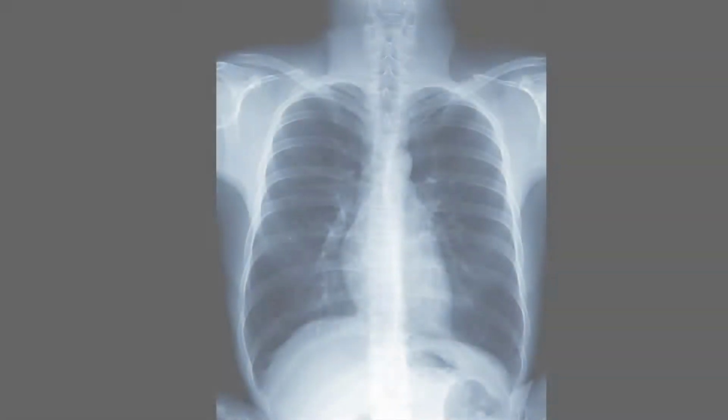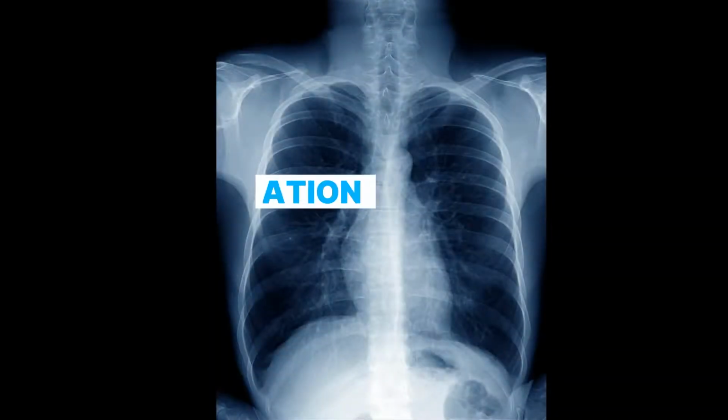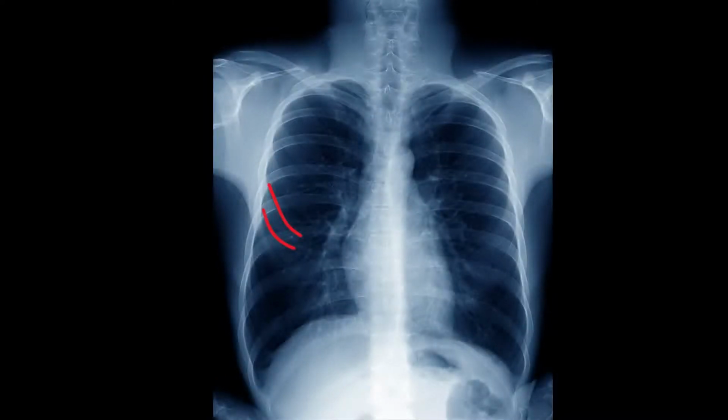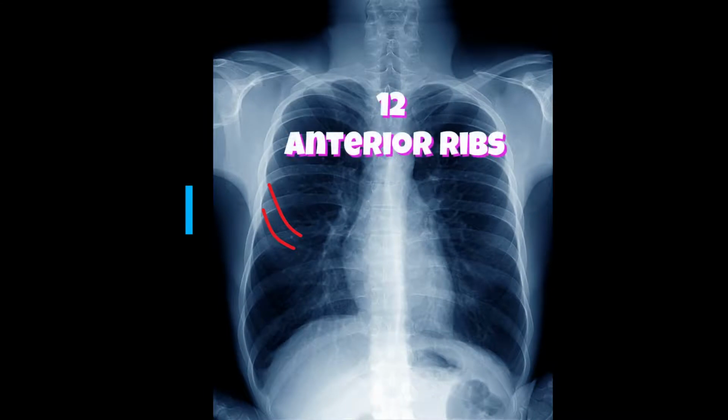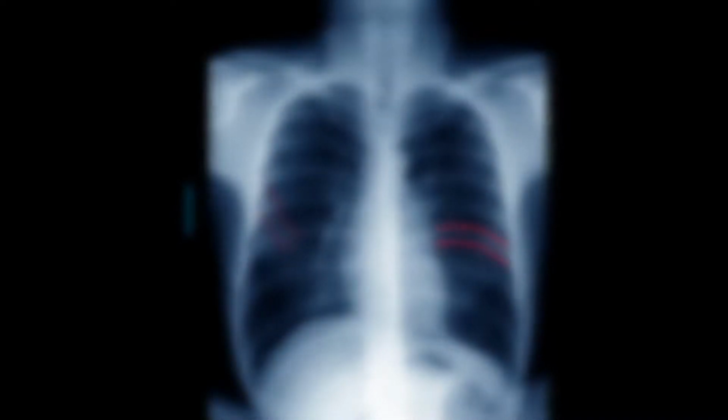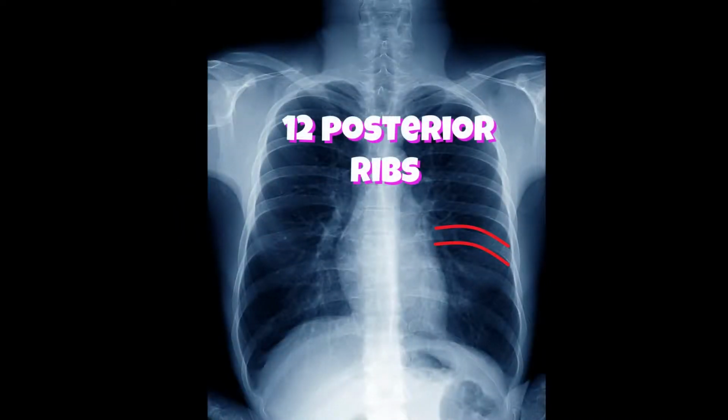The next step is to comment on the inspiration of the film. Ideally, a film should have a good level of inspiration where you should be able to see all of the 12 anterior ribs and all of the 12 posterior ribs. You can identify the anterior ribs because they curve inwards towards the center of the chest, and equally you can identify the posterior ribs because they curve outwards and downwards away from the center of the chest.